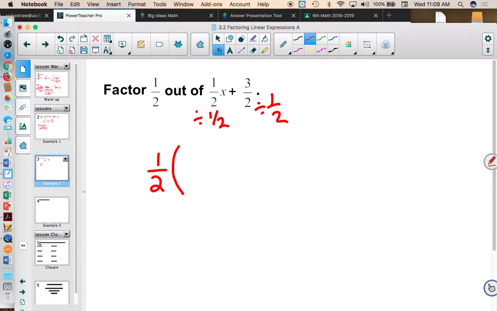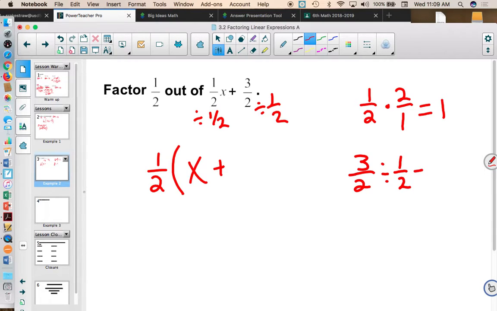1. Do we divide by fractions? No. What do we do? Keep, change, flip. So 1/2 times 2 over 1 equals 1. So when I get this one left behind, I have x. Do you agree? Okay. Well, what is 3/2 divided by 1/2? 2. 6.